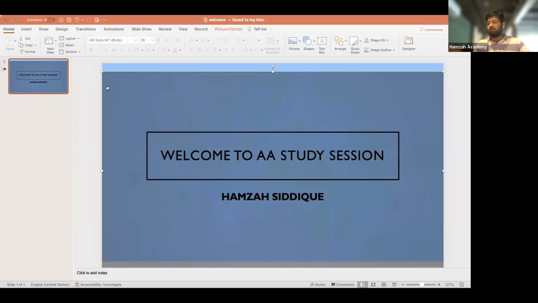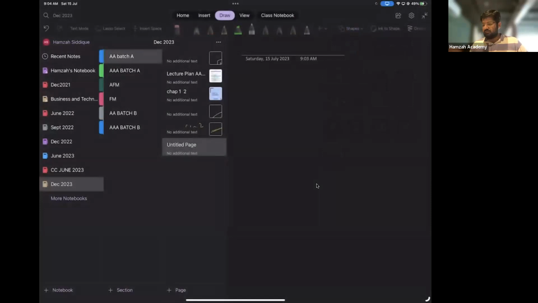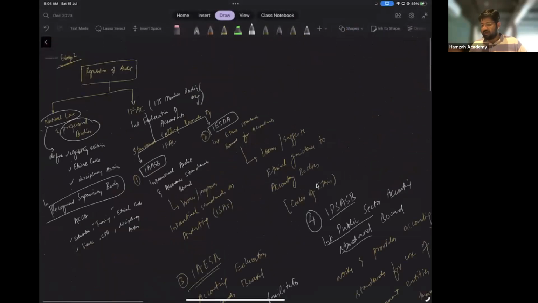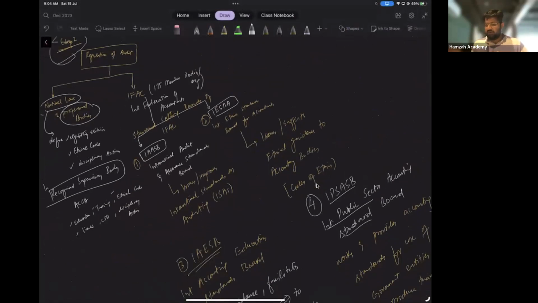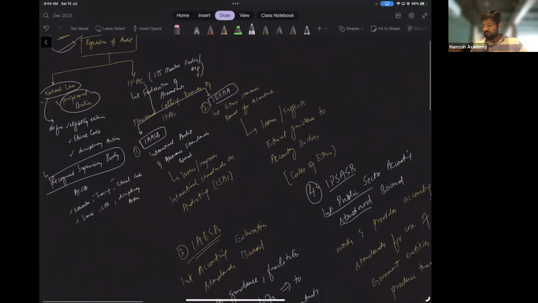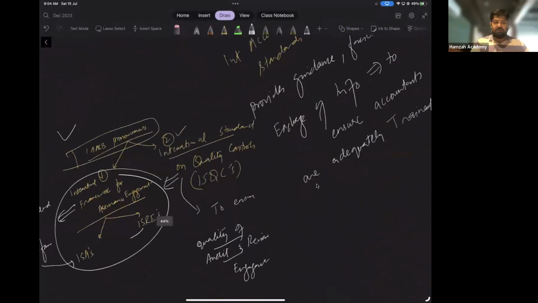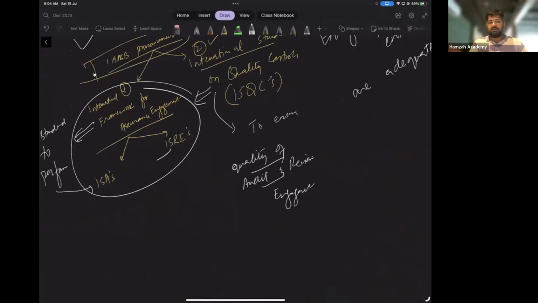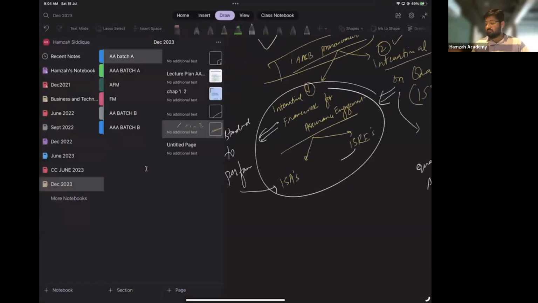Okay, so we talked about the development of IAASB standards in the last class. Let me connect my iPad with it so that I can proceed in today's lecture. Yes, this is what we discussed in the last class. We started chapter 2, actually, and we talked about national laws, RSB, IAASB pronouncements. So today we will be proceeding further and talking about a few things more regarding the same.